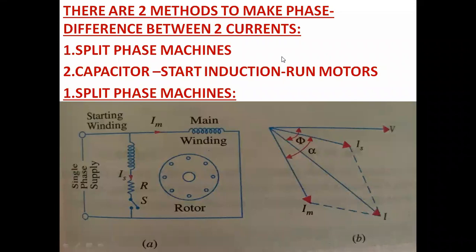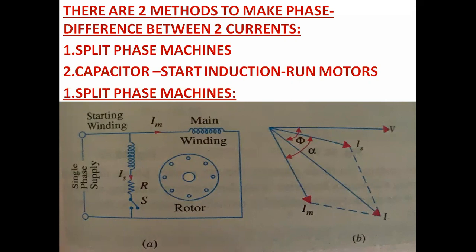The name itself indicates that there is a phase difference between the two windings in the stator. See here the circuit diagram. This is the rotor, a theoretical representation of the rotor, and this is the single phase supply, this is the starting winding, and this is the main winding. The main winding is coming from the supply to the stator, and the starting winding is also in the stator, but we are adding it.